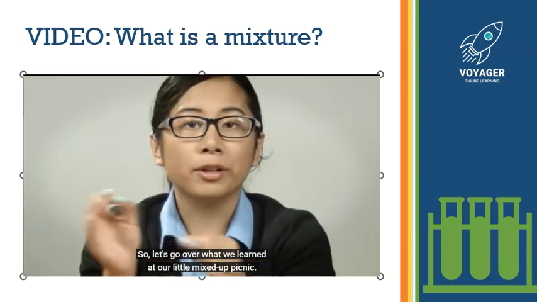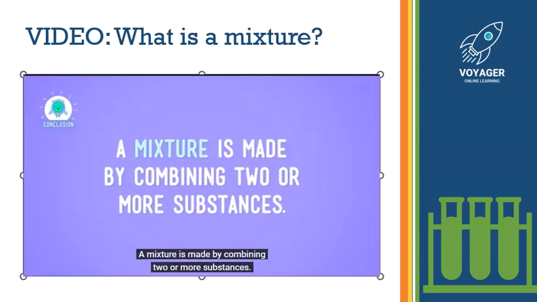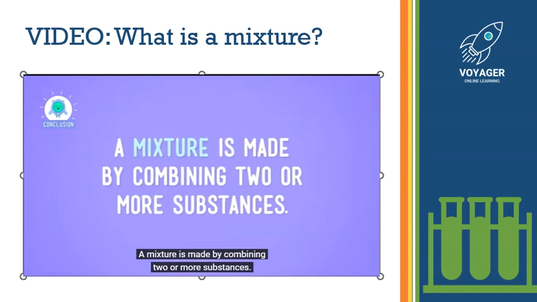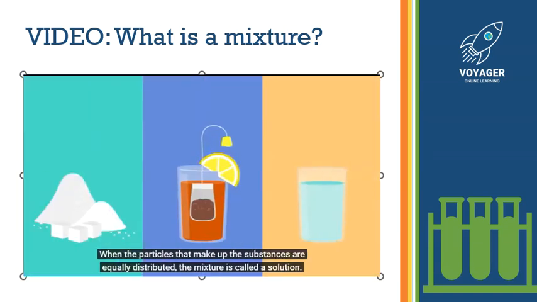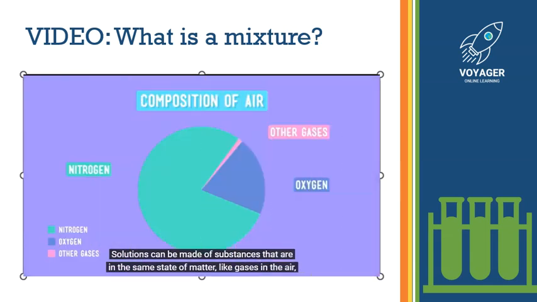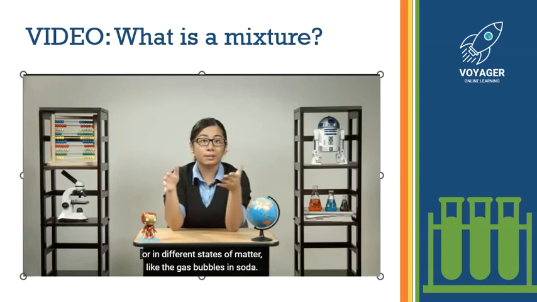So let's go over what we learned at our little mixed up picnic. A mixture is made by combining two or more substances. When the particles that make up the substances are equally distributed, the mixture is called a solution. Solutions can be made of substances that are in the same state of matter, like gases in the air, or in different states of matter, like the gas bubbles in soda.